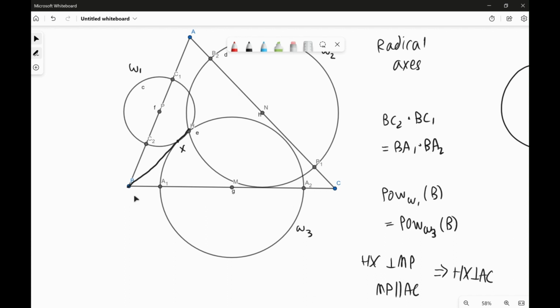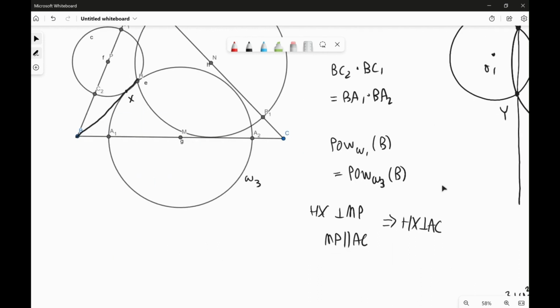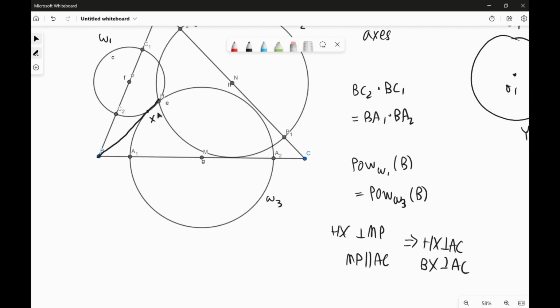And this is definitely useful because we also know that BH by definition is perpendicular to AC. So BX is perpendicular to AC as well. So that means that all of these points lie on the same line. And then we are just done by applying power of a point on B.